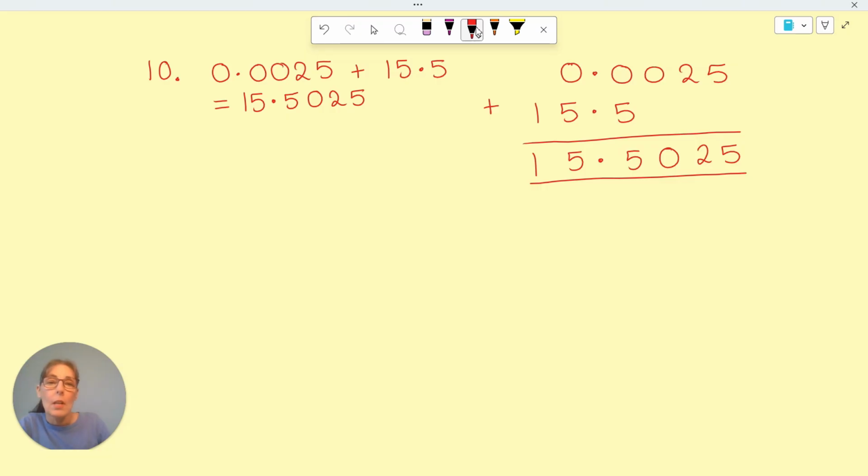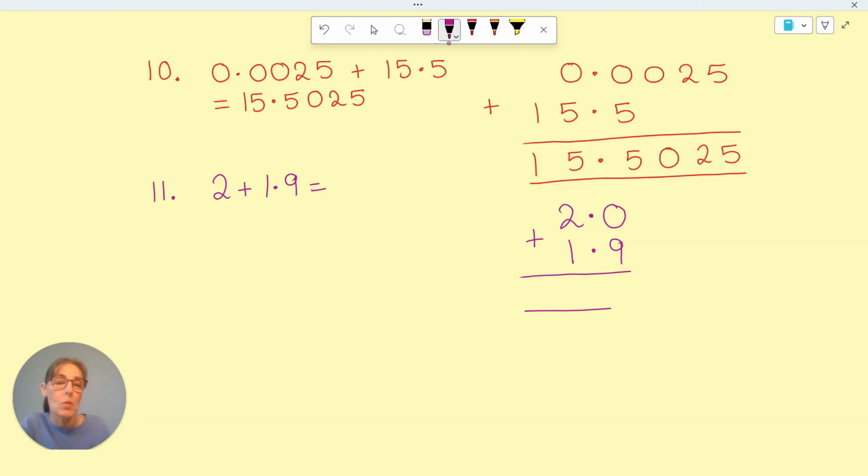Now we've got a whole number. We've got 2 plus 1.9. Okay, so we've got 2 plus 1. Now, if that had a decimal point, it would be there. So sometimes when you're using whole numbers and parts of numbers, it's useful to use the decimal point on both so that it doesn't get confusing. 9 plus 0, or 0 plus 9 is 9, 2 plus 1 is 3, so you've got 3.9.